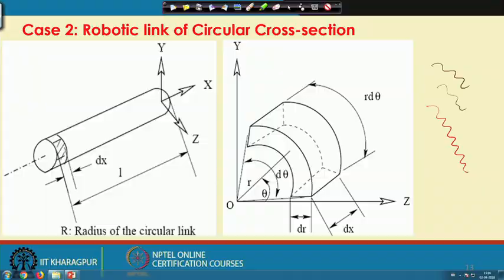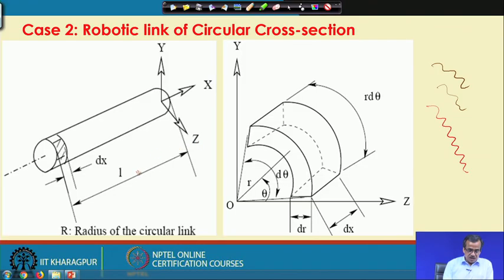Now, I am going to discuss how to determine the inertia tensor for the robotic link having circular cross section. The length of the robotic link is assumed to be equal to L, and it has a circular cross section with radius r. Here I am going to consider a small element, which I redraw here. So, this is x, y and z. The coordinate system is attached here.